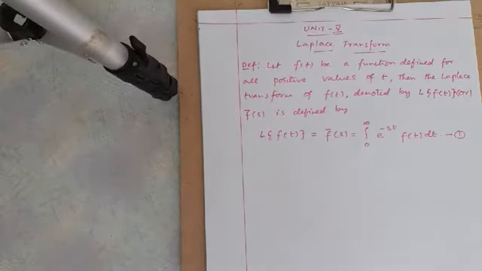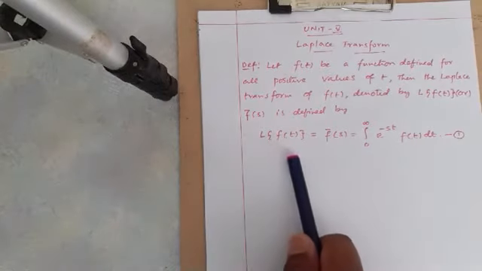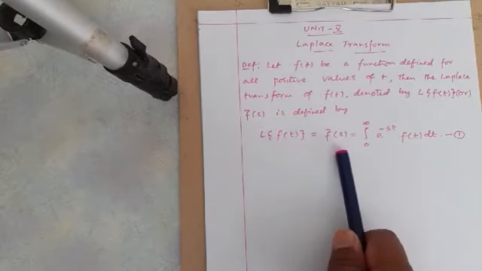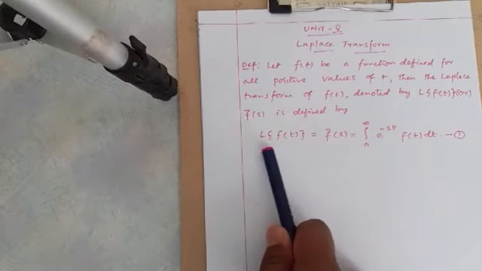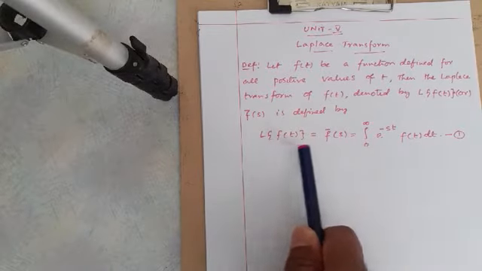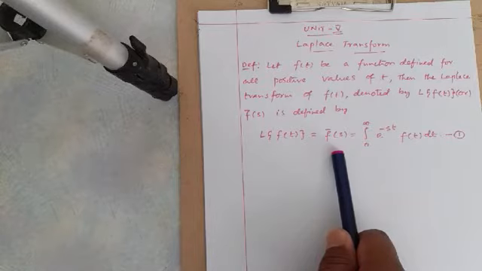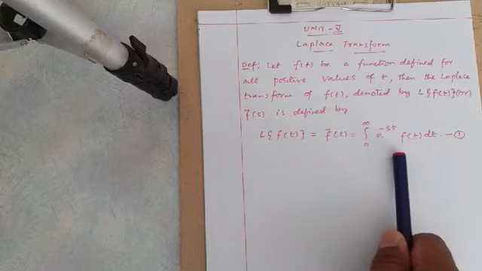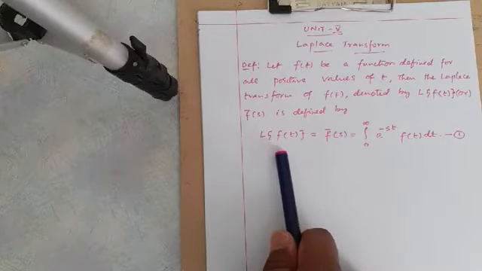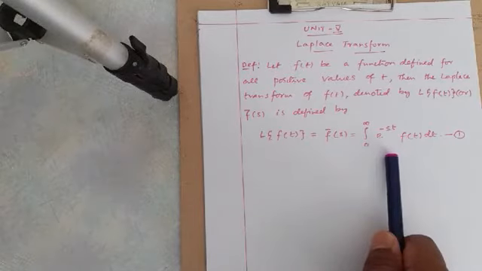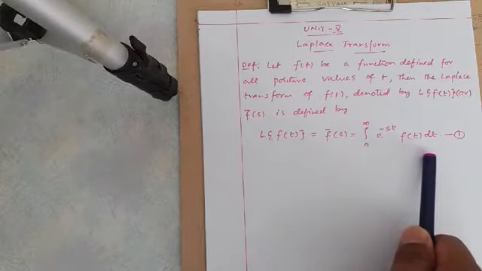Here from the definition it is clear that a function of t is given, then the Laplace transform of f of t denoted by Laplace of f of t is equal to f bar s. When you apply Laplace to the function of t, then you get a function in terms of s, which is denoted by f bar s, and the formula for applying Laplace for the function of t is integral 0 to infinity e power minus st f of t dt.